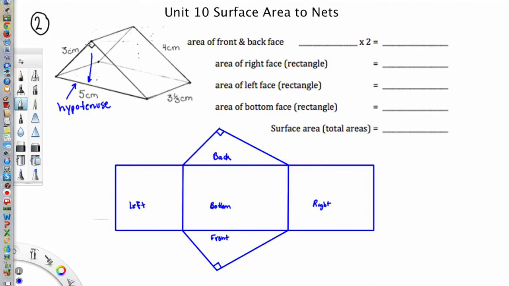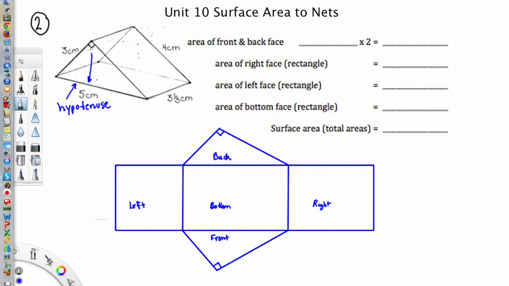Okay, and here we see the base is 3 centimeters. This edge over here runs parallel to this edge here, so they share the same length. This has a length of 4 centimeters. This edge here is 5 centimeters. It's the longest side of the triangle. Therefore, once again, it's the hypotenuse, not the base.